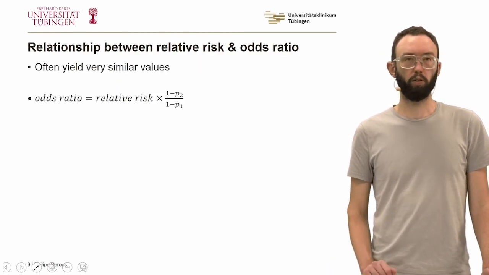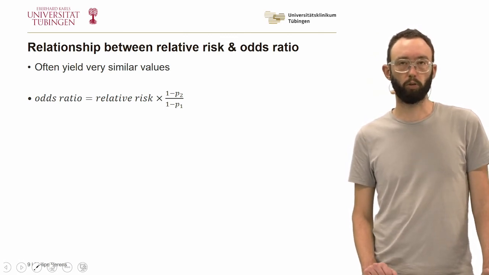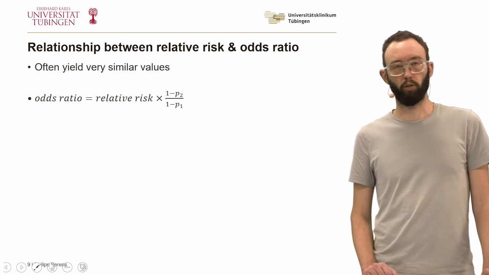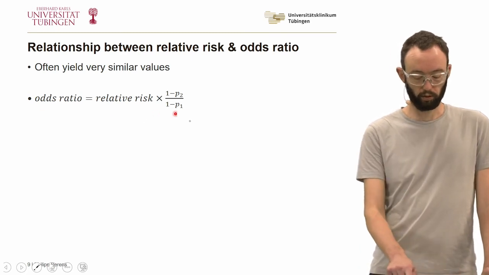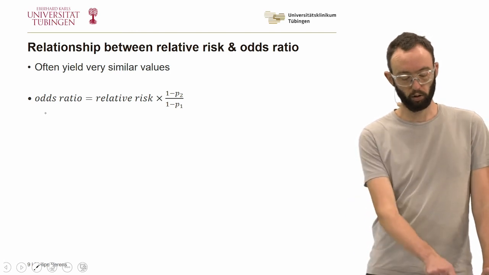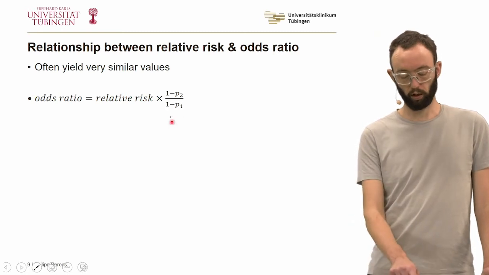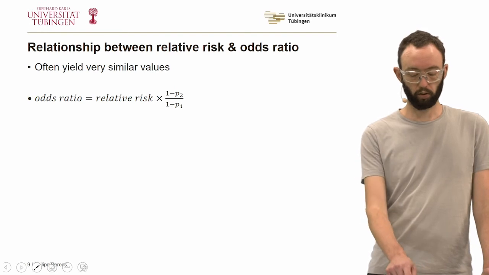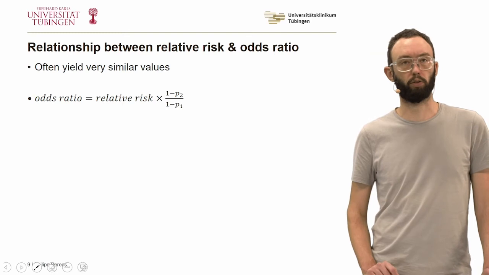Now, what is the relationship between the relative risk and the odds ratio? Often you will find that these yield very similar values, especially if the probabilities are small. This can also be seen by this equation that you can derive yourself as well. The odds ratio is simply the relative risk times (1 minus p2) divided by (1 minus p1). And if both of these are small, then this is just multiplying by 1, and then the odds ratio and the relative risk are almost the same.